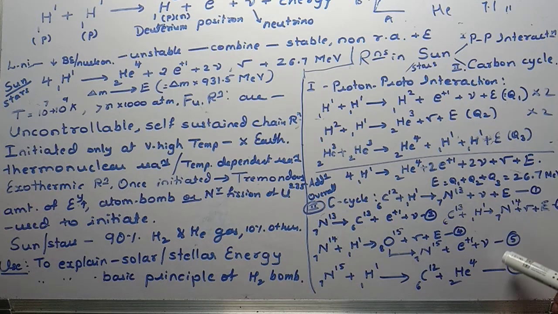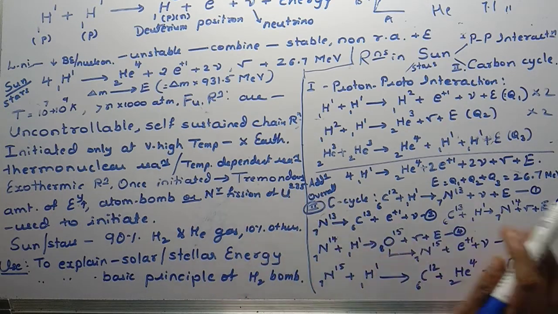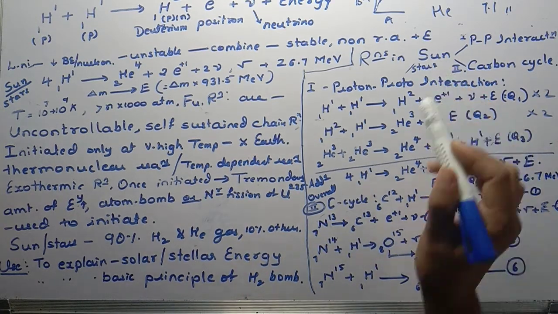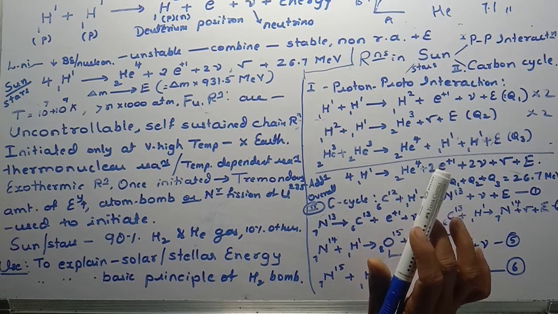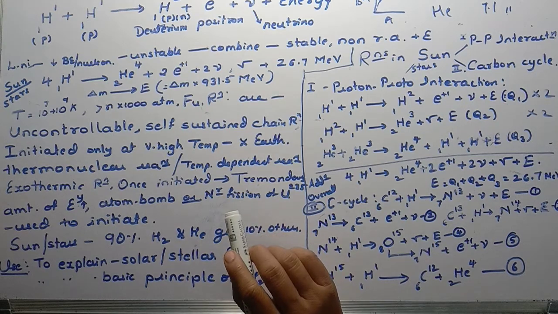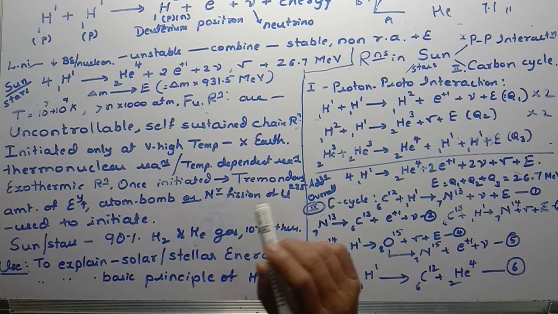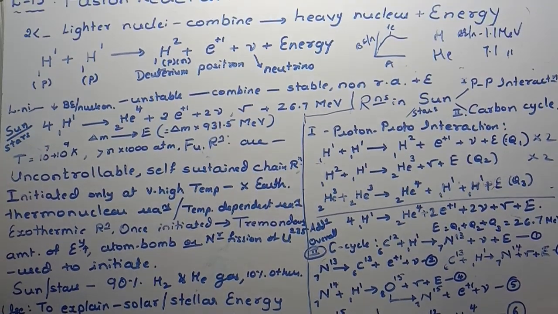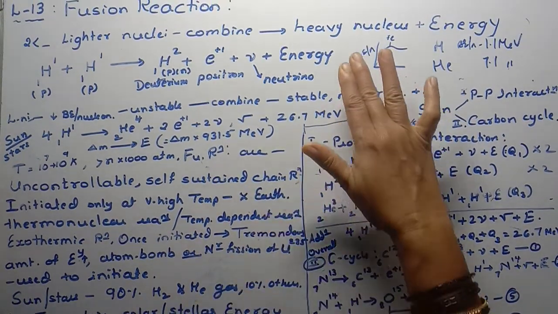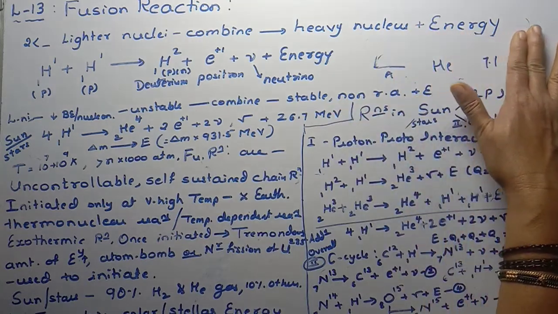These steps involve emission of energy in each step, and once again the total comes to nearly 26.7. Now, the sun or stars contain about 90% hydrogen and helium gas, and only 10% of the remaining elements. With this, we'll move on to a little explanation regarding the hydrogen bomb.